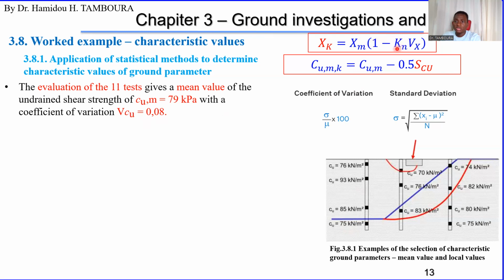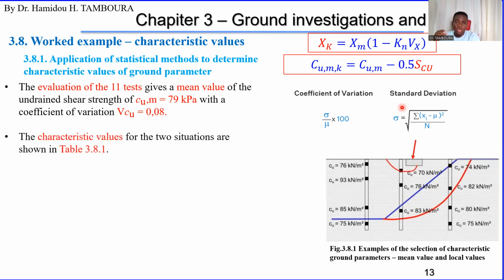So what we need now to calculate this characteristic value is just the Kn. The Kn can be obtained from a lot of statistical tables. Okay, so here we will give you the value of Kn for the two situations, this formula and this formula.